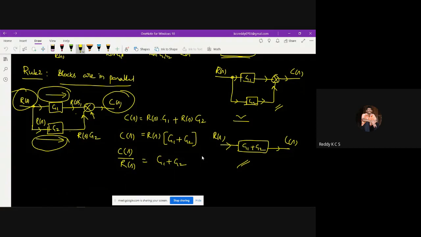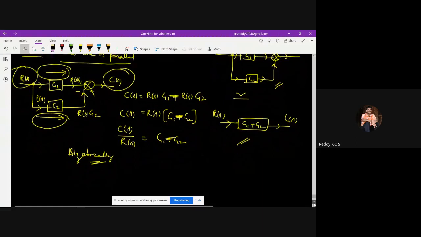Algebraically means it includes the sign. Say for example, here the signal is minus. I can take it as R of S into G1 minus R of S into G2. In this case, if the signal is negative, R of S into G1 minus R of S into G2, so here G1 minus G2 will come. If a negative is there, that's what I mean by algebraically. Algebraically means which includes the sign of the signal also. So whether it is a negative or positive signal, the result will change. Okay, so this is what happens when the blocks are in parallel.